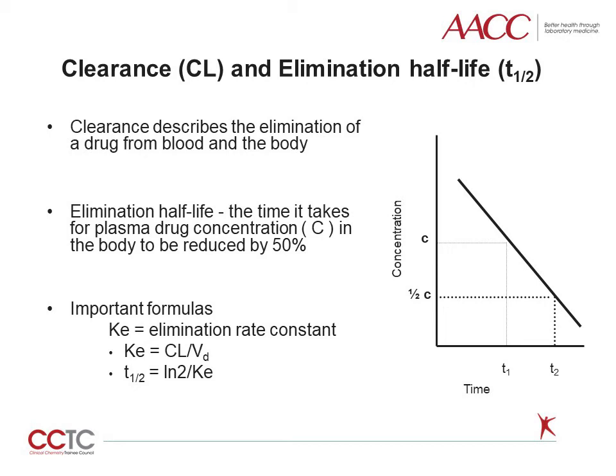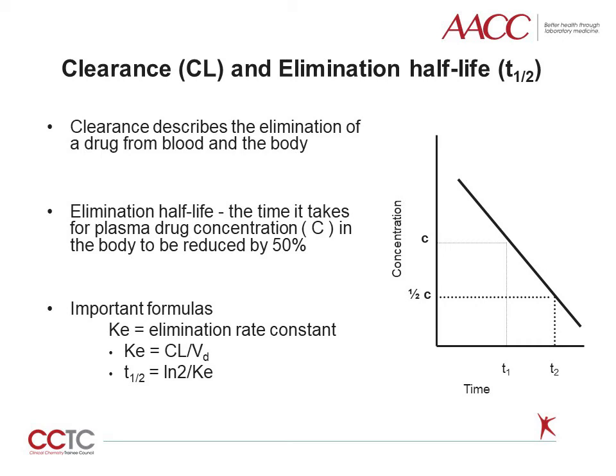Clearance describes the elimination of a drug from blood and the body. It is expressed as a concentration of drug in a volume of blood per unit of time. At steady state concentration, the rate of drug administration is equal to the rate of drug elimination. The elimination half-life is usually defined as the time required for the amount of drug in blood to decrease to half of the measured concentration. On average, it takes 5 to 7 half-lives to eliminate drug from the body.